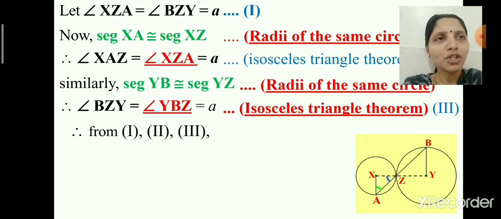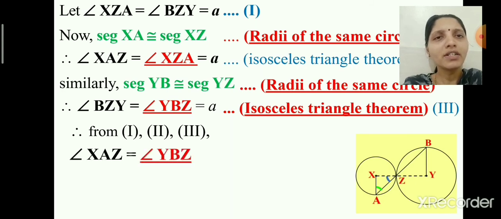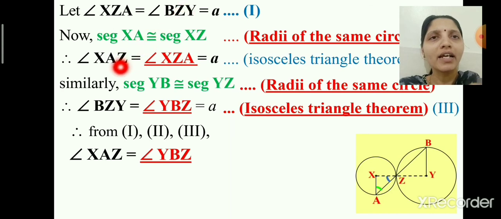Now from equation 1, 2 and 3, what you can write? Angle XZA is equal to angle YBZ, because in equation 1 you have angle XZA and in equation 2 also you have angle XZA. So here you will get angle XAZ is equal to angle YBZ.